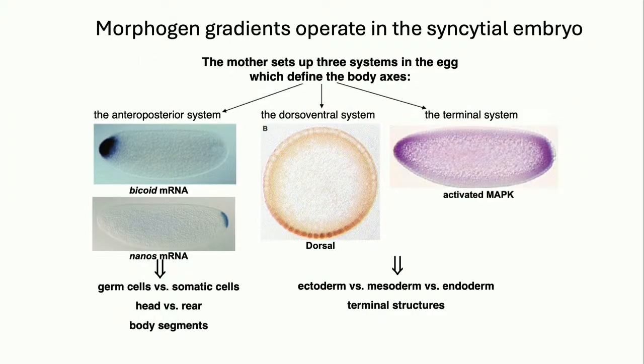So coming back to the early embryo, now this is exactly the time points which I was showing you yesterday. There are a set of morphogens which are added to the embryo by activities during egg development, during oogenesis.